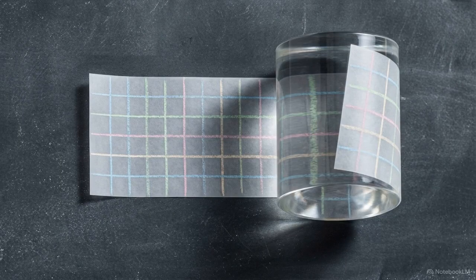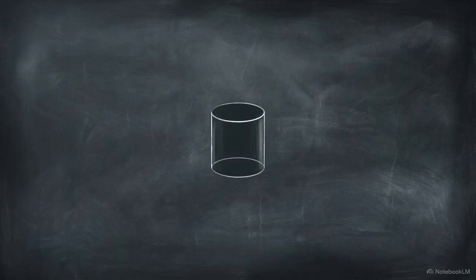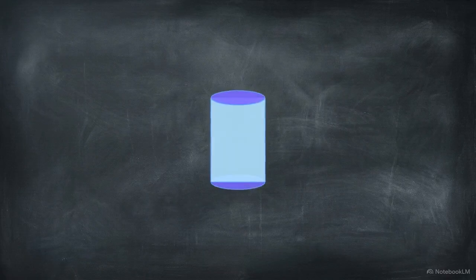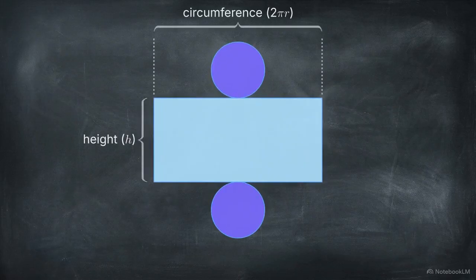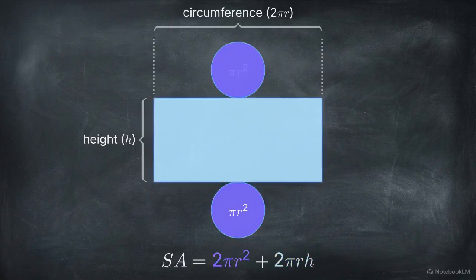But the question is how to apply a flat net rule to a shape with a continuous curve, like a cylinder. We find a hidden flat surface by peeling the curved side off and flattening it into a rectangle. Its height is the cylinder's height, and its width is the base's circumference. Combining this rectangle with the 2 circular bases gives the total area.